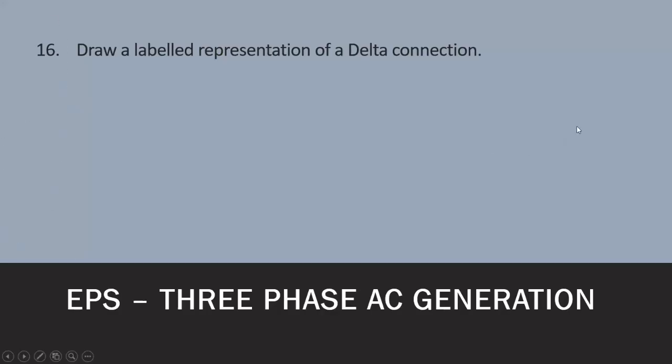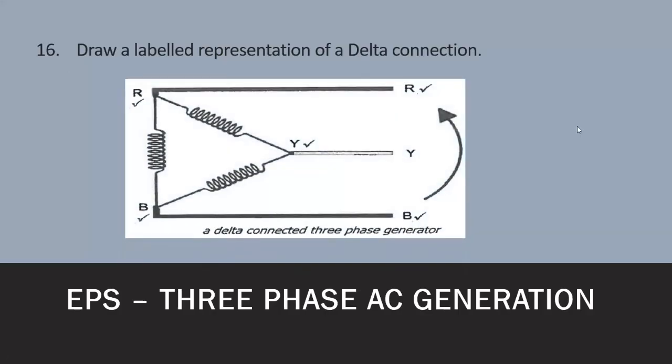Draw a labeled representation of a delta connection. So there are 2 types of drawings that one could draw. This is the one called a diagrammatic drawing. A diagrammatic drawing has coils like this one. The other one is called a schematic, where it's only straight lines. So in this case, it wasn't very specific as to which one should be drawn. So this one is the diagrammatic drawing, which has the coils. Do note that you need to label it as red, yellow, blue, and also show the direction of rotation.